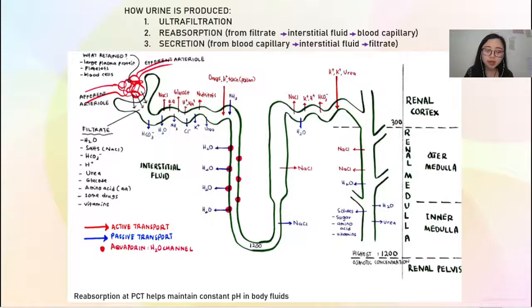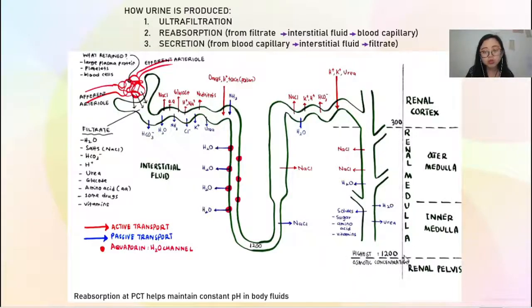Ada satu benda yang mungkin berbeza di sini dengan apa yang saya explain tadi. Dalam sini dia ada label bahagian mana adalah renal cortex, bahagian mana adalah outer medulla, bahagian mana adalah inner medulla, mana satu adalah renal pelvis. Another thing you may notice is it includes the pressure. So here it is noting the osmotic concentration. Sini osmotic concentration 1200, osmotic concentration 300 here. Osmotic concentration is highest at 1200 in the inner medulla.